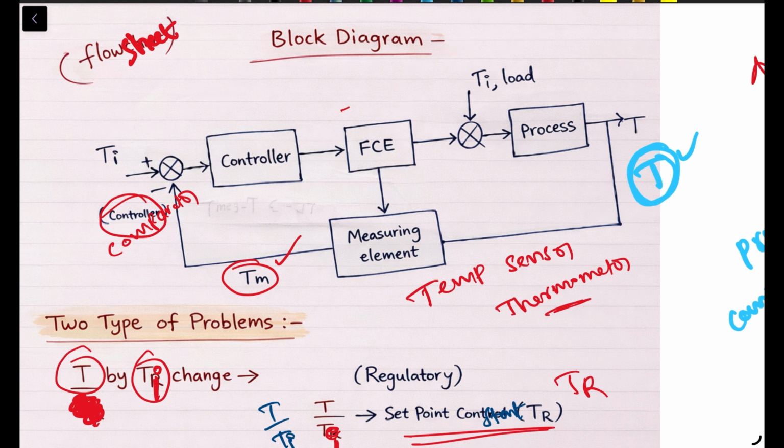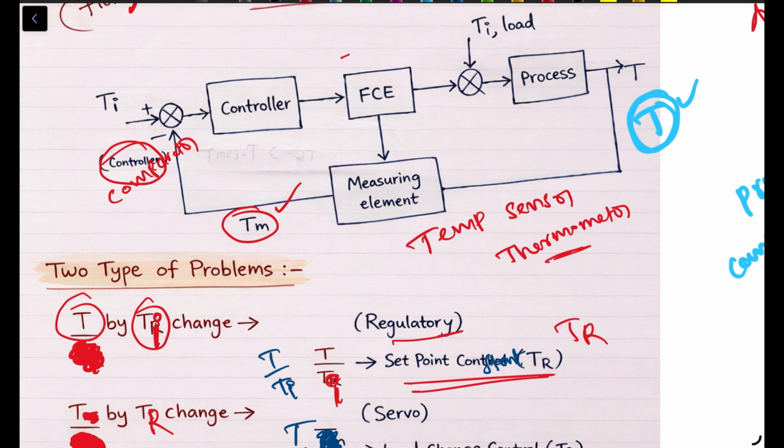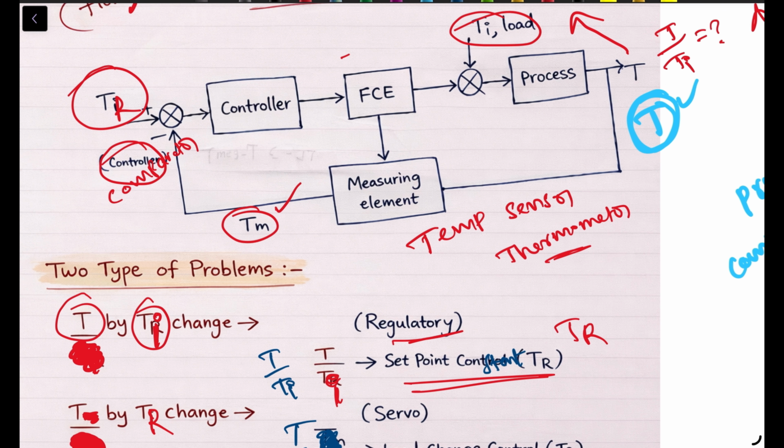We'll discuss two important problems: one is the servo problem, the other one is the regulatory problem. When you go for regulatory problems, only the set point is constant. That means this TR is constant, that's our objective. Then what will change? The load will change, that means the TI. Here the set point will be constant.